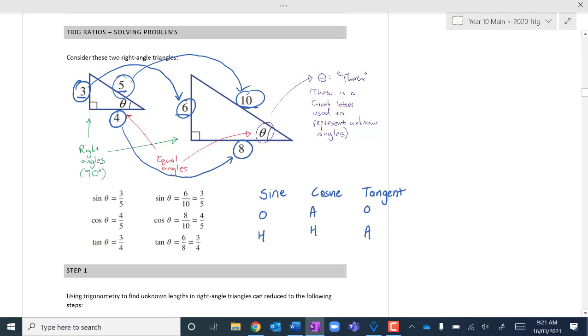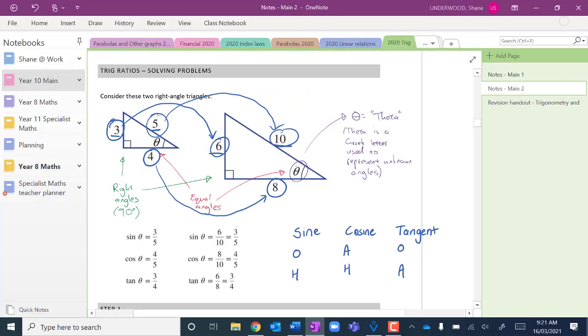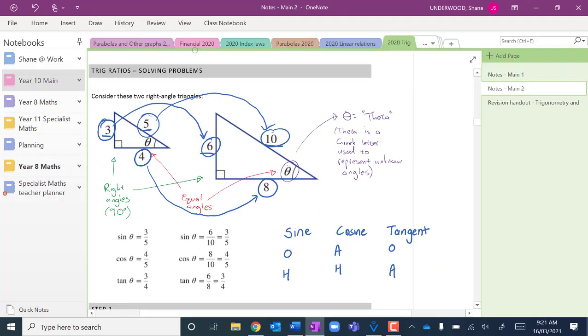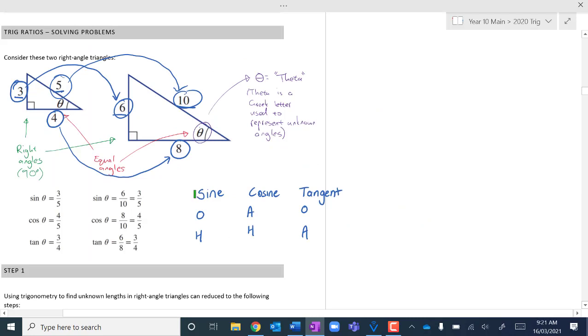Now, why do we remember SOHCAHTOA? Well, first of all, let's have a look. The S is actually what we call the opposite over the hypotenuse. If I have the adjacent and the hypotenuse, then we use cosine. If we use tangent, we're looking at the opposite and the adjacent.